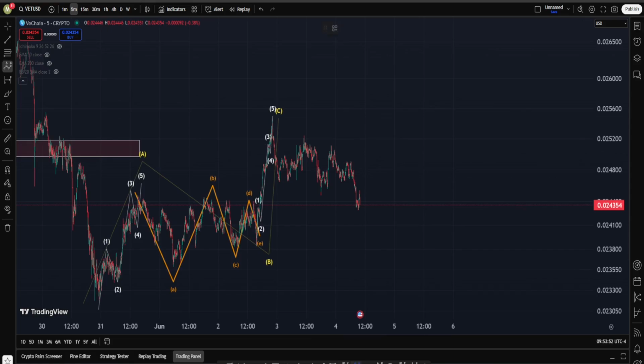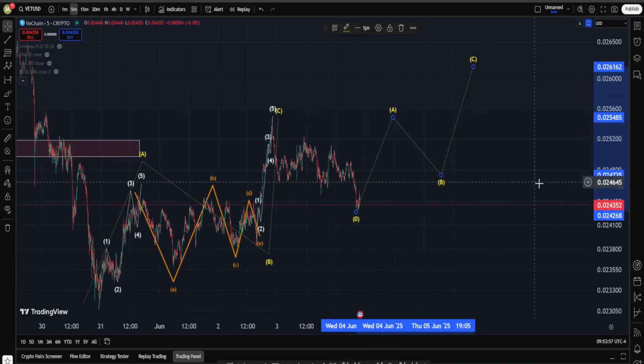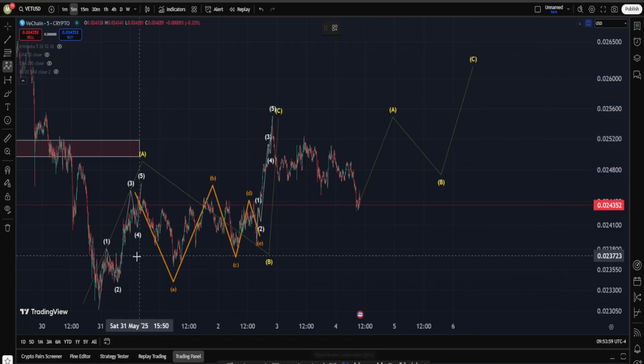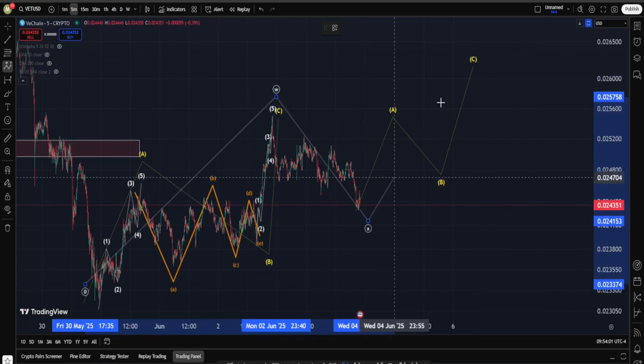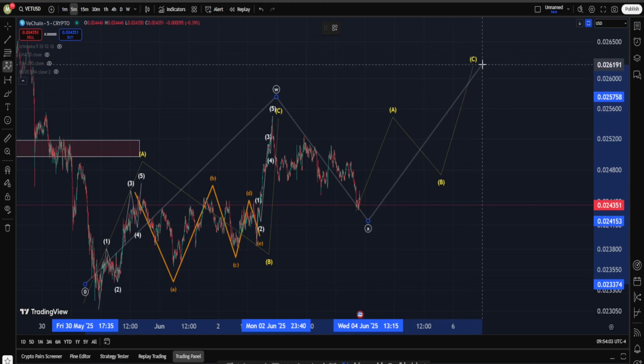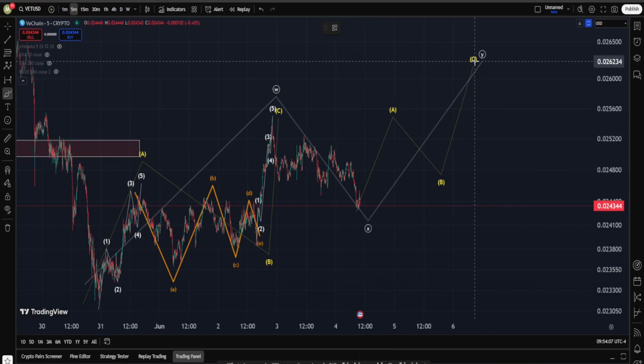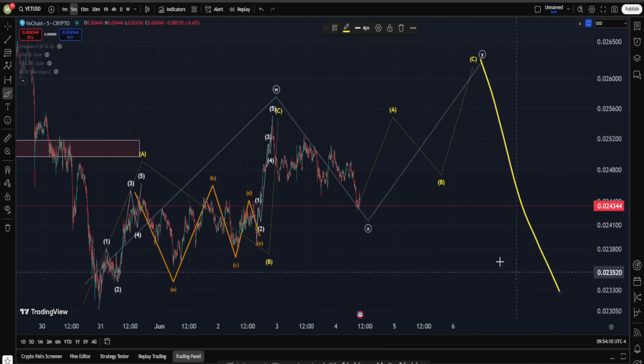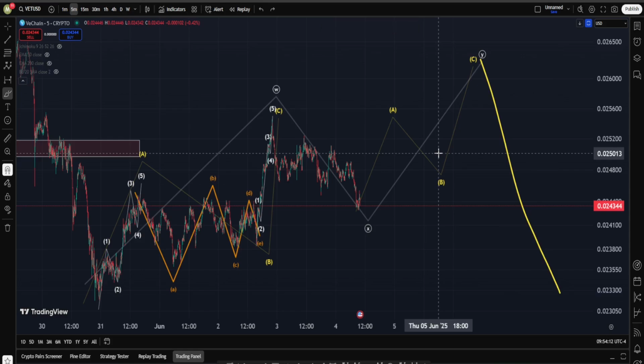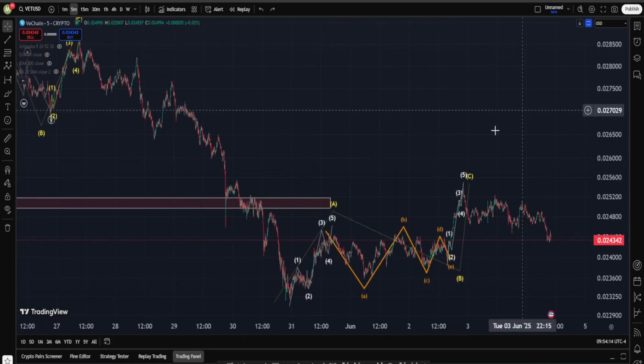Sure, we can do that, but even at that point, I'm going to guess probably our move is going to be in form of an ABC, meaning on a higher degree, once more you just have a correction, this time a WXY in form of a double zigzag, which suggests once more our move down is going to continue in VECHAIN.